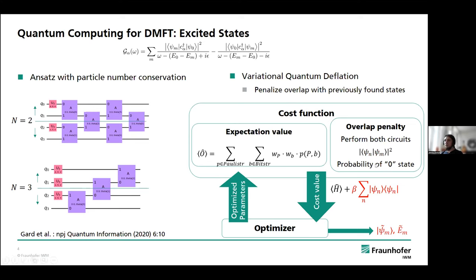And when this has a high probability, the second state we try out basically has a big overlap with the previous one. By penalizing this overlap, we can get all orthogonal states to previously found ones. And feeding this into the basic routine of the variational quantum eigensolver, now with this penalty term in addition, we can obtain all excited states as well as all excited eigenenergies.